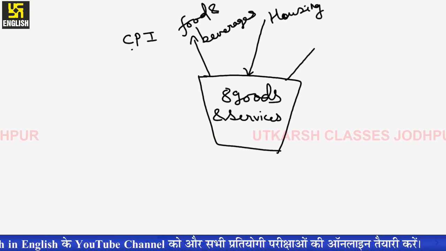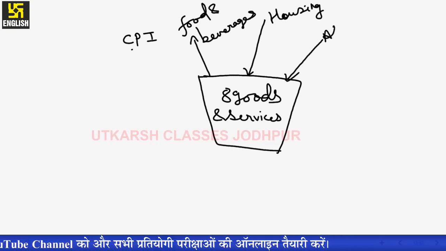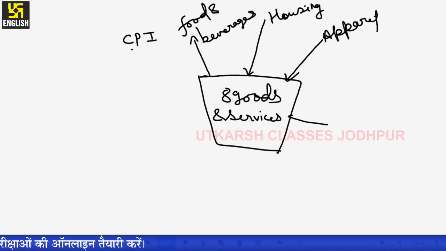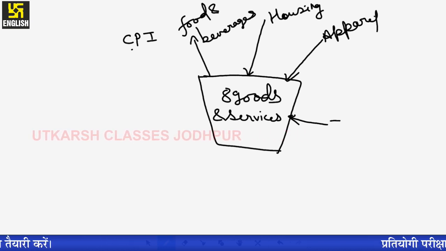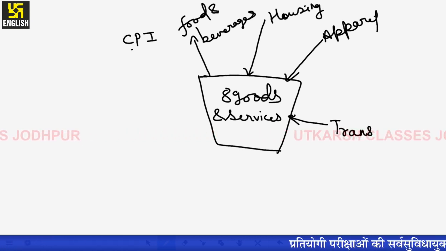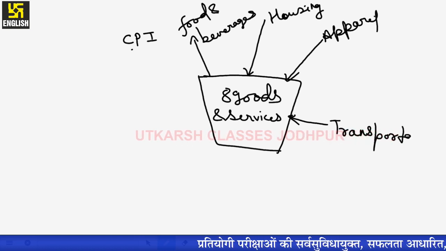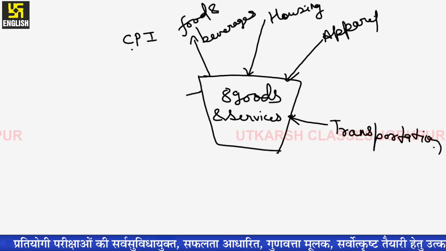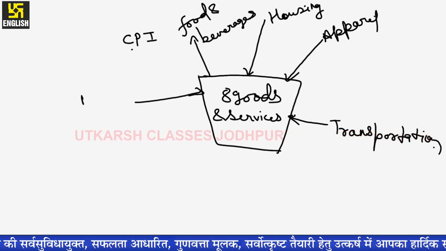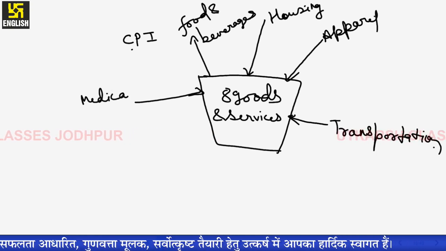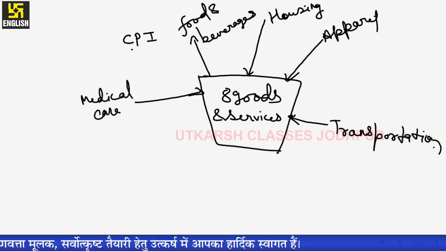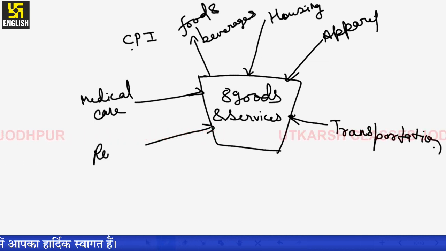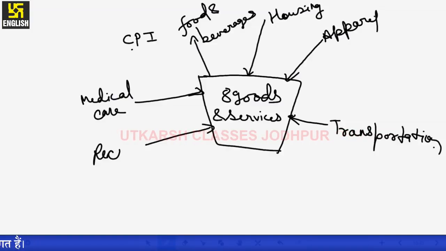The third item in the basket of CPI is apparel. The fourth item is transportation. The fifth item in the basket of CPI is medical care. The sixth item is recreation, or manoranjan.